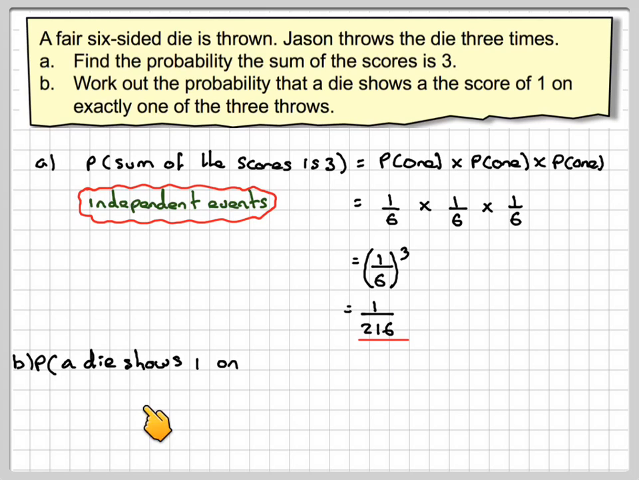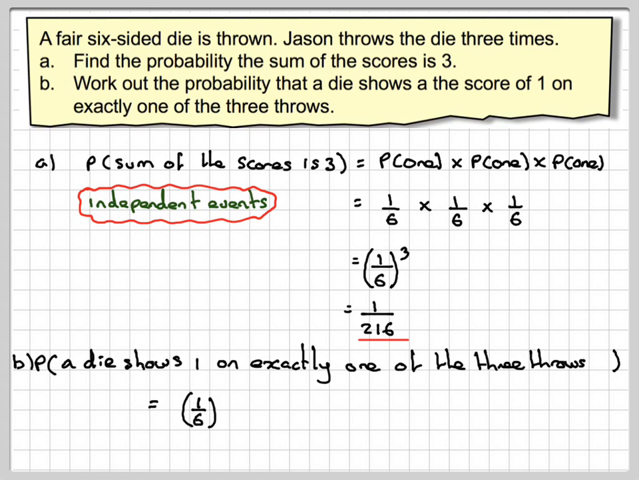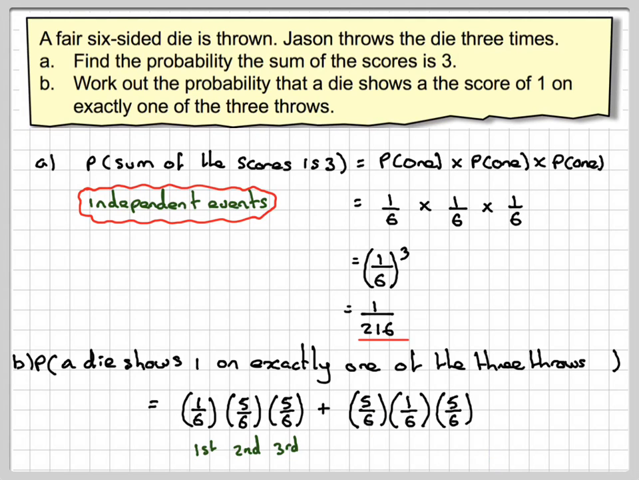B, the probability a die shows a 1 on exactly one of the 3 throws means this. We could have got a 1 on the first throw, but the other 2 throws will have to not be 1. That's 5/6 times 5/6. First, second, or third, so we have to add the probabilities together. The first one was not a 1, then we get a 1, and then we don't get a 1, so that's first, second, and third throws.